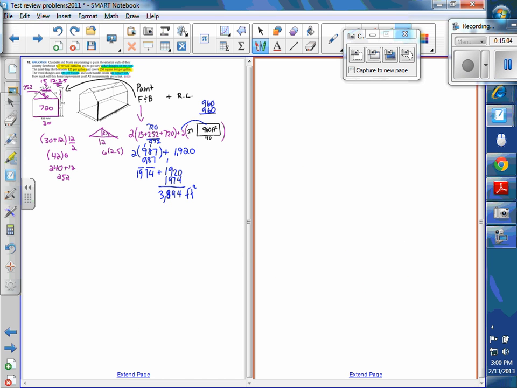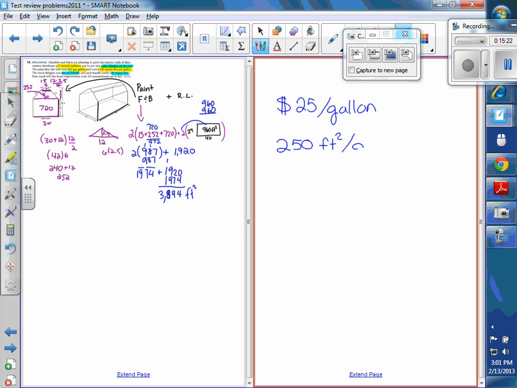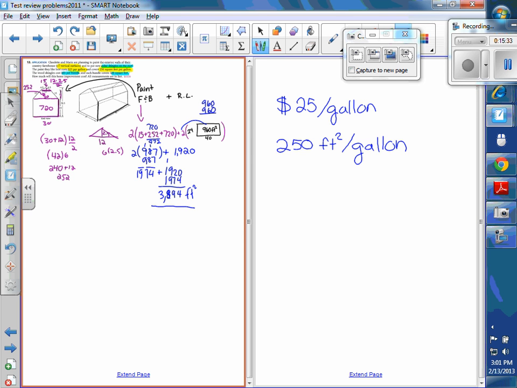So it costs $25 per gallon of paint, and it also covers 250 feet squared per gallon. Okay, so I know that I have to figure out how much it costs to paint 3,894 square feet. Should we just divide by 25?